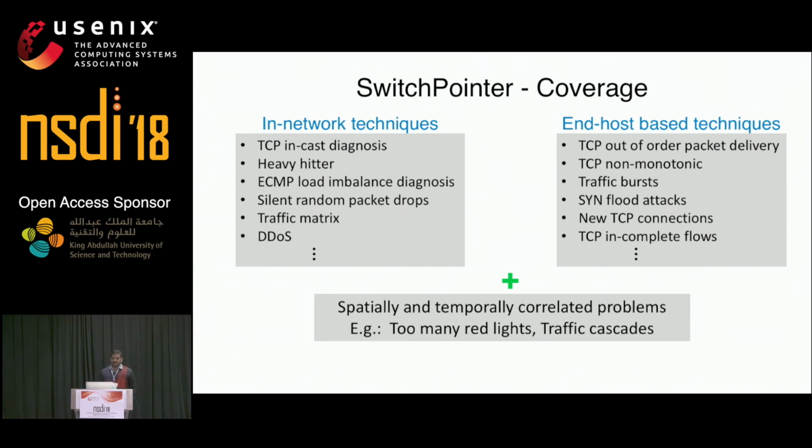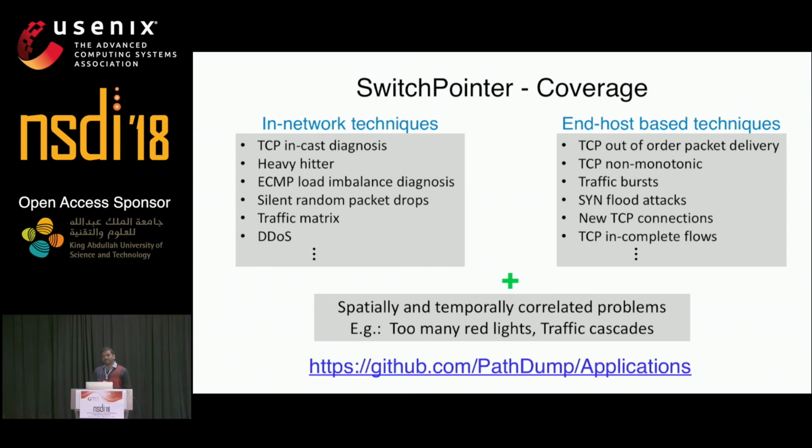In addition to these, SwitchPointer can debug problems that are temporally and spatially correlated, which are hard to debug with the currently existing designs. Temporally correlated problems are those that occur because of switch events at a specific switch, whereas spatially correlated problems are those that occur because of events that are distributed across multiple switches. You can find more details about the supported applications in the GitHub repository.